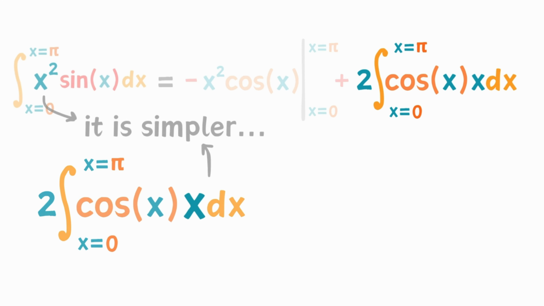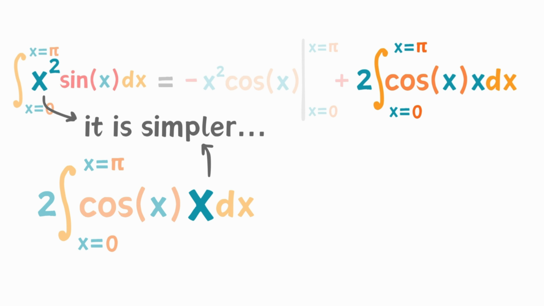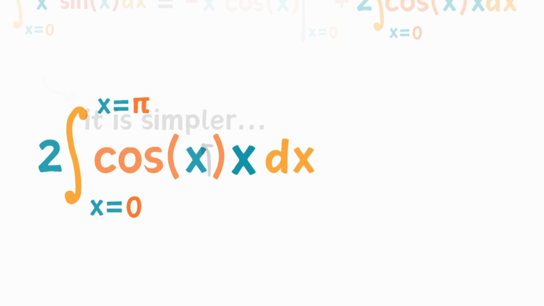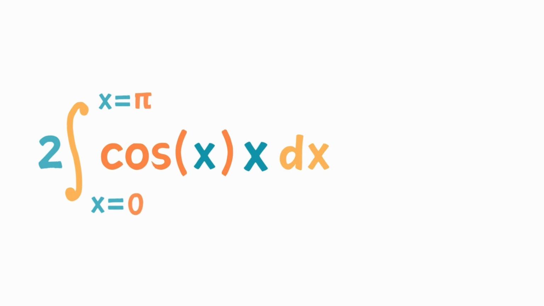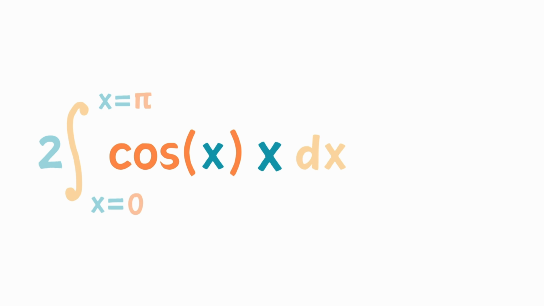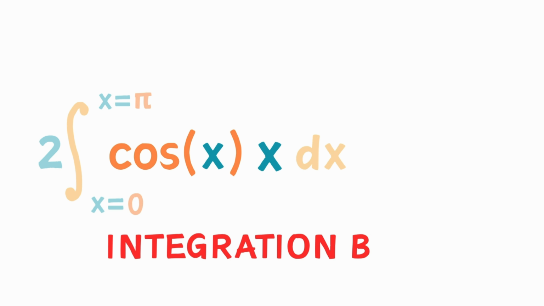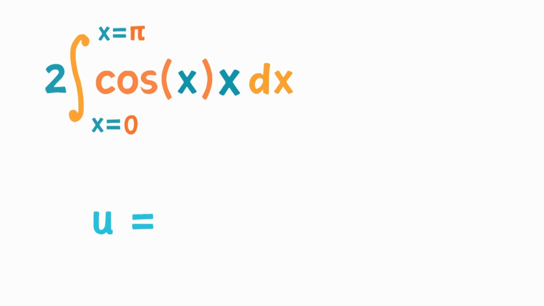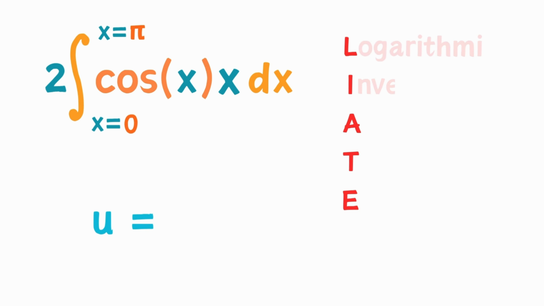We went from x squared in a trig function to an x and a trig function. That's exactly what we want. Now, this integral again contains the product of two functions, which means we'll have to use integration by parts again. That's the perfect learning experience because out of these two functions, cosine of x and x, which should be used for u? Well, let's consult LIATE.